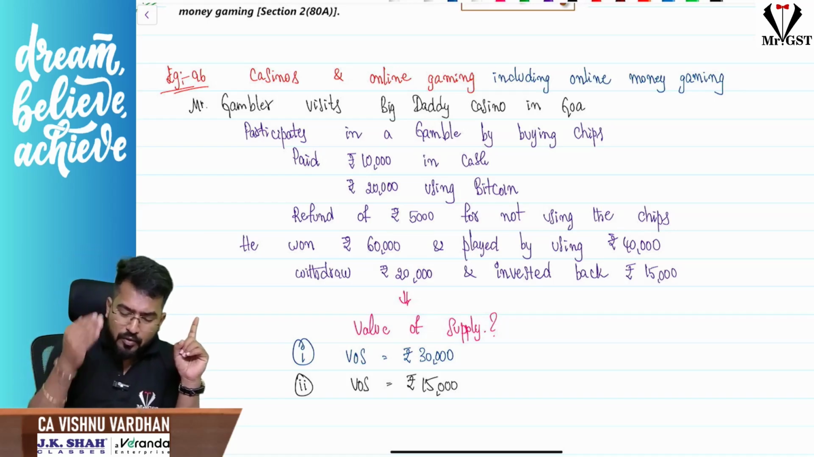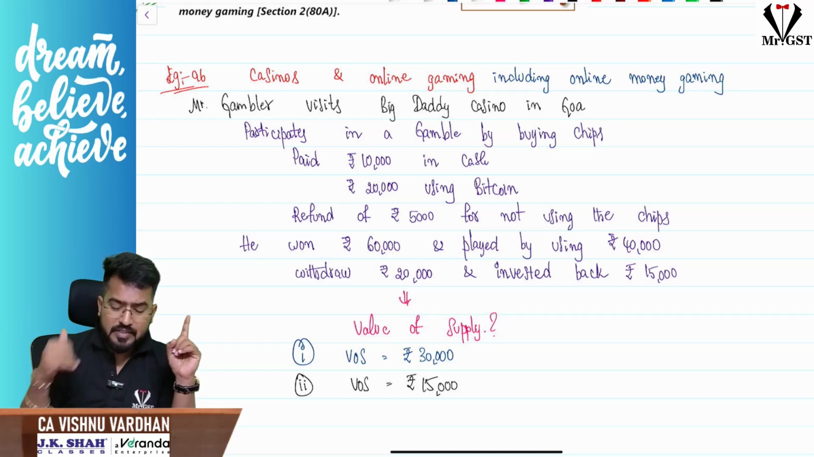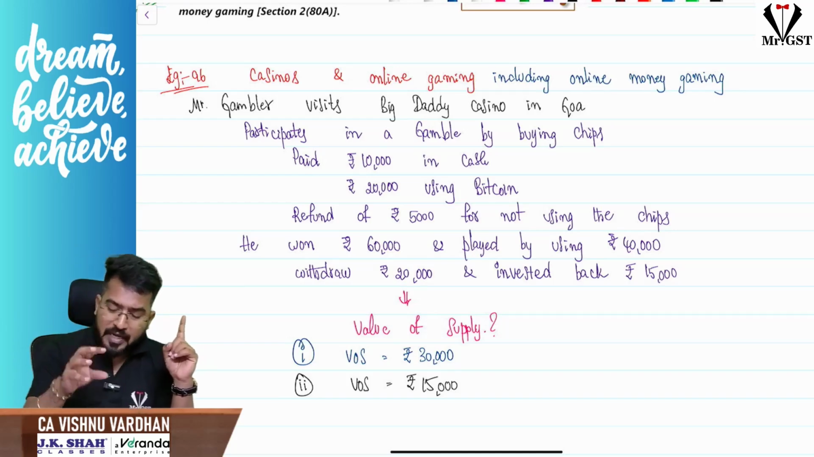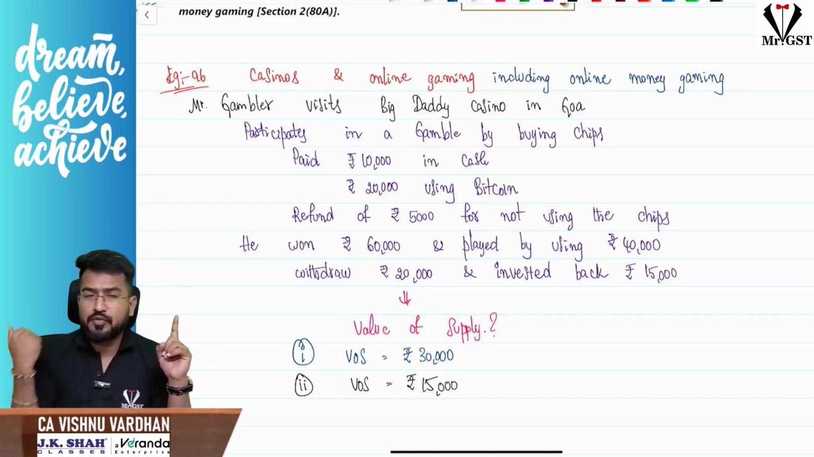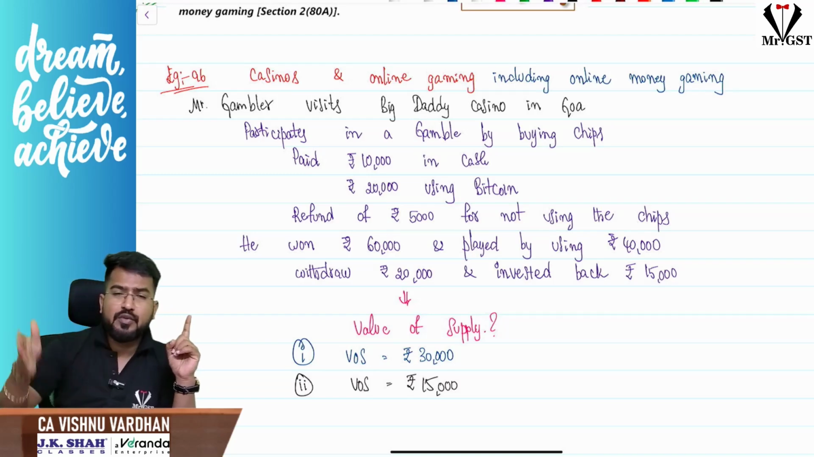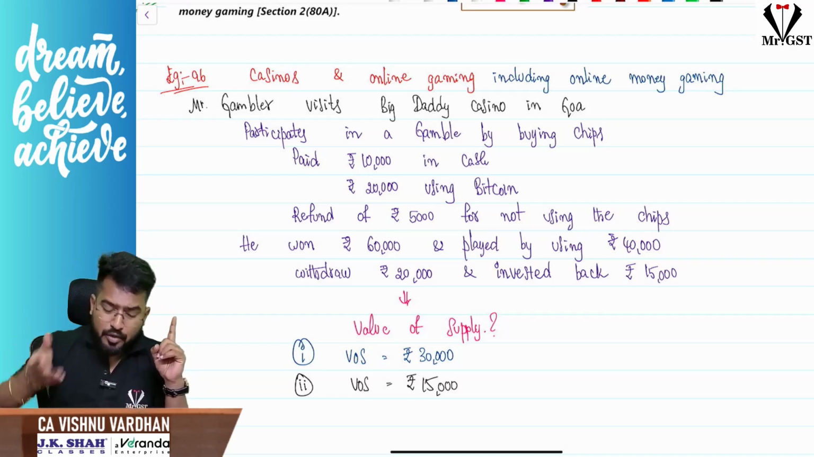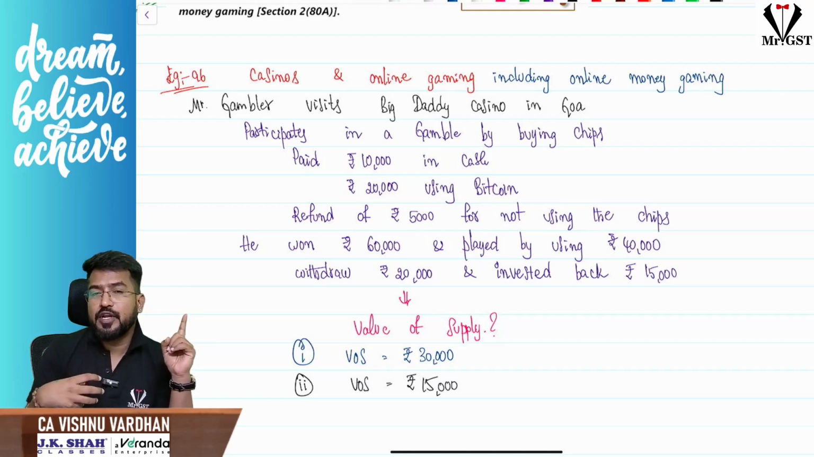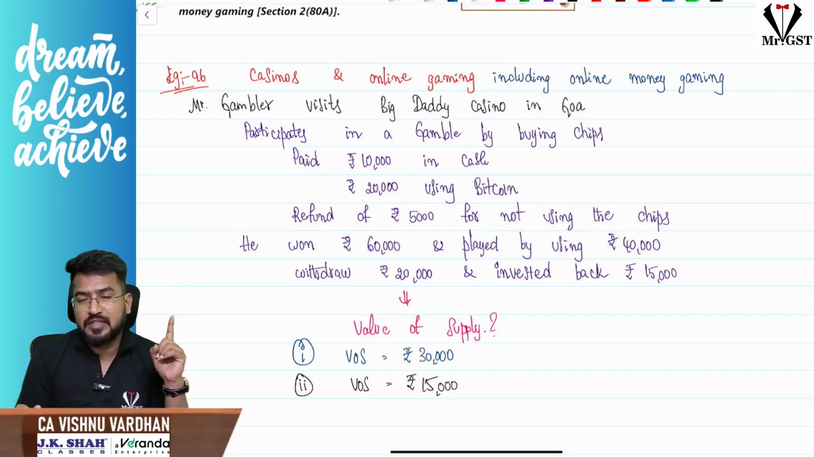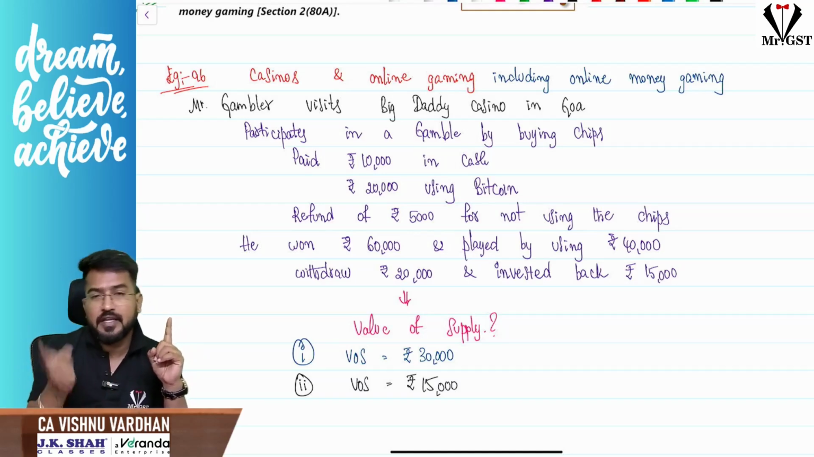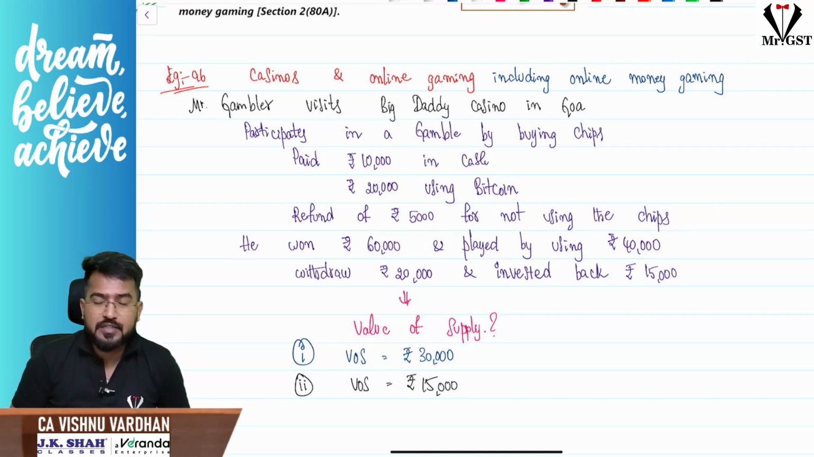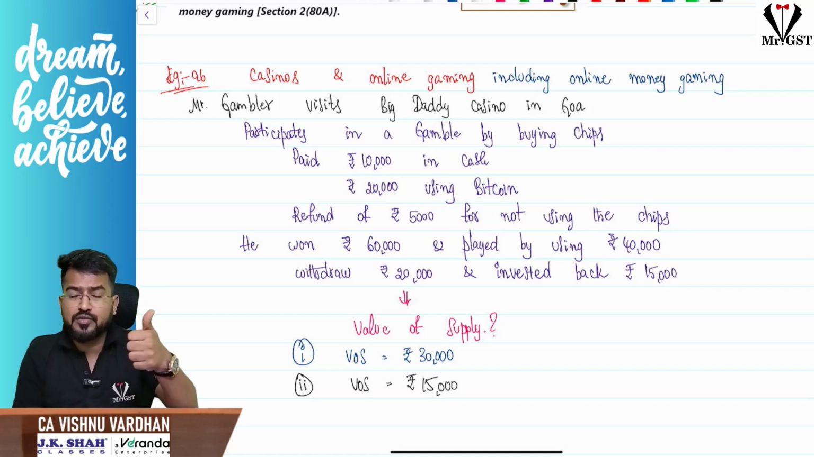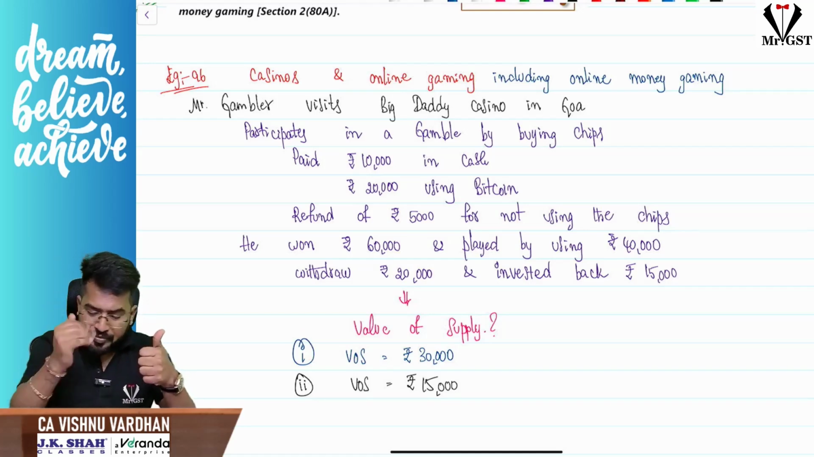And what happened, using these chips, sir, you have won 60,000, played using 40,000, and you have withdrawn 20,000. Sir, whatever you have continued, we will not consider. You have withdrawn that 20,000. And now after withdrawing 20,000, later on again you are putting up 15,000 out of that. Again you are depositing, then that 15,000 will be taxed. So that will be the value of supply. So first, the 30,000, that is 10,000 cash and 20,000 Bitcoin, is the value of supply.